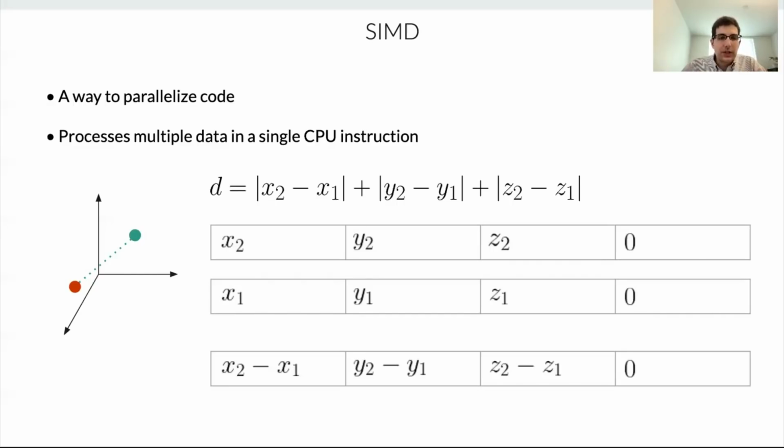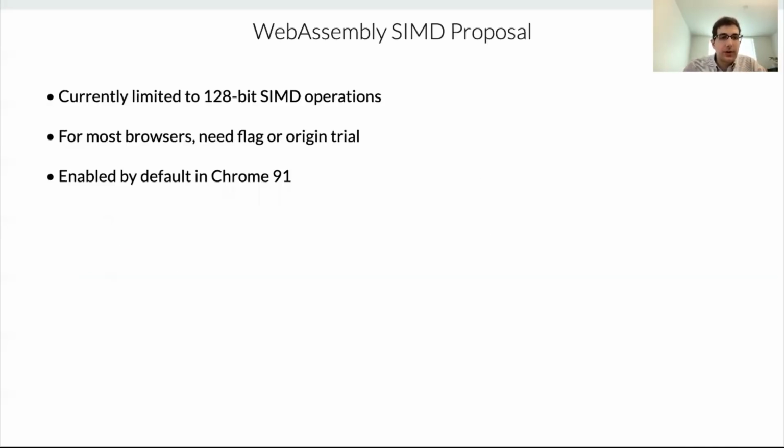And the reason why I mention SIMD is because there is a WebAssembly SIMD proposal currently focused on 128-bit registers. For most browsers, this isn't actually supported unless you enable a flag, but it will be enabled by default in Chrome 91.